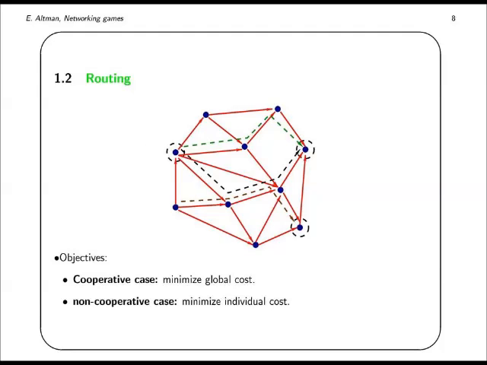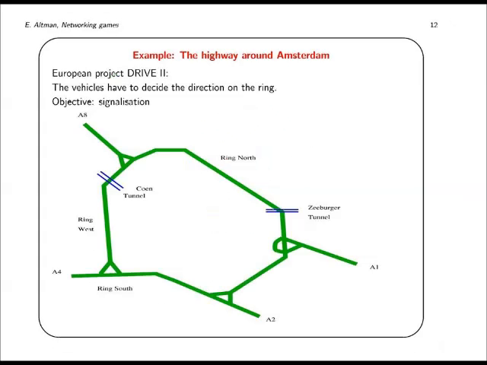A second type of problem is the routing game. In a routing game, the individuals have to decide what route to take. If the decision maker represents a network provider, it has to decide how to split its traffic between different routes. Now, one can consider either the cooperative case in which one minimizes the global cost, or the non-cooperative case in which each individual minimizes its own costs.